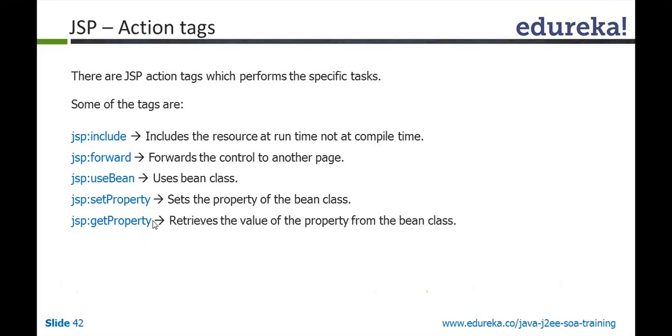Set property and get property. Set property is to set the property of a bean. Get property is getting the value of the attribute of the bean. These 3 things I'll demonstrate.